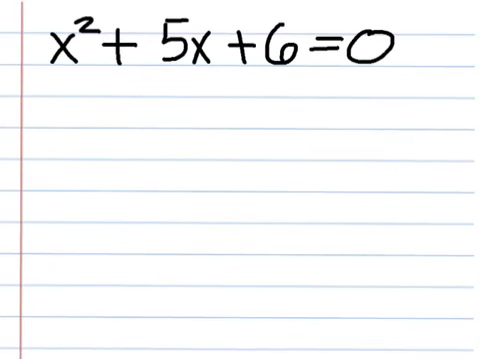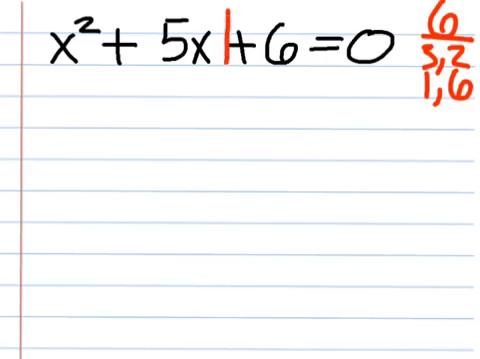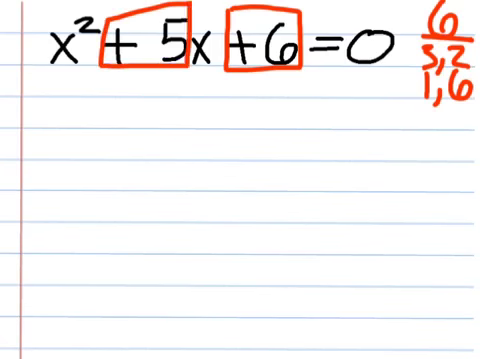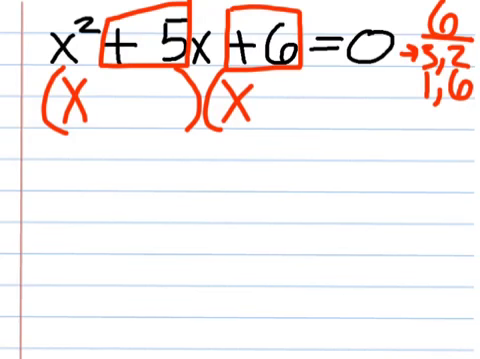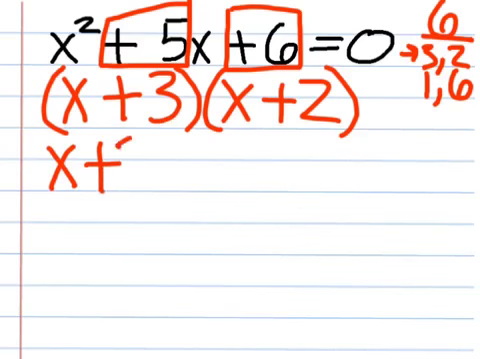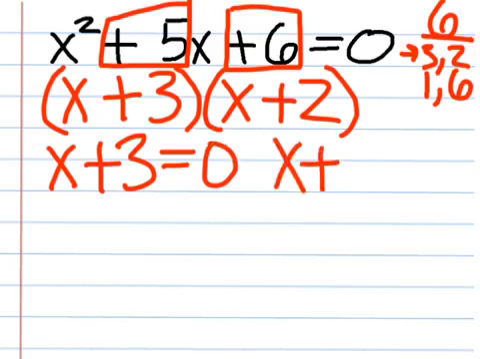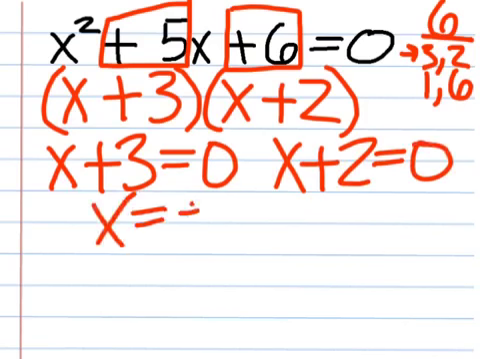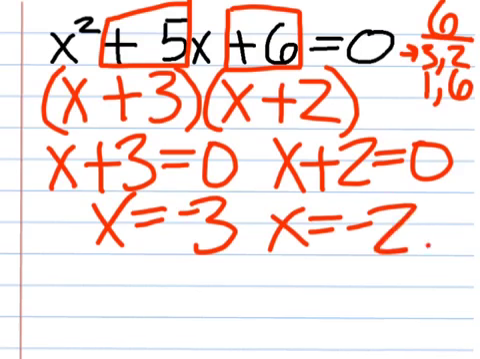Solution for the practice problem. We have x squared plus 5x plus 6. We want to list our factors of 6. What are the factors of 6? 3 and 2. 3 and 2. 1 and 6. Anything else? Okay, what factors are going to add to give us a positive 5 and multiply to give us a positive 6? 3 and 2. Right. Which means we're going to put in our factors, positive 3 and a positive 2. We set these equal to 0. And our answer should be x equals negative 3 and x equals negative 2.